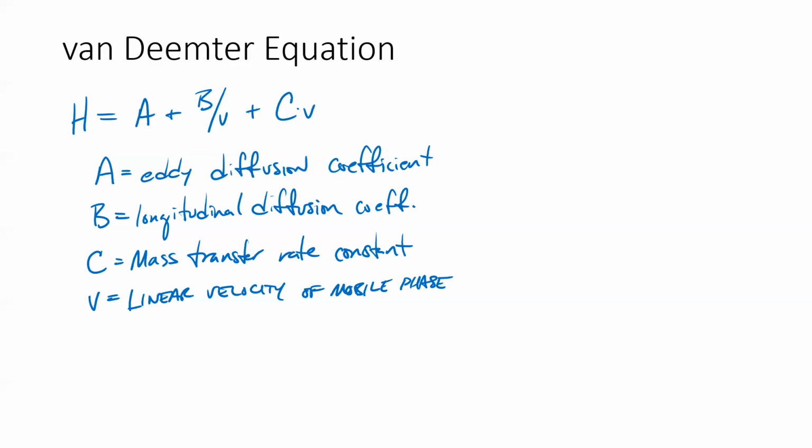And so we want to minimize each of these terms. This eddy coefficient A, we want to be small. B over V, we want to be small. And C, we want to be small, right? The velocity, that one gets tricky. If it's small, then our B term gets large. And if it's large, then our C term gets large. And so this is what we have to balance, right?